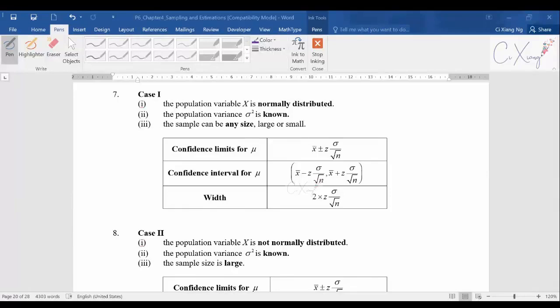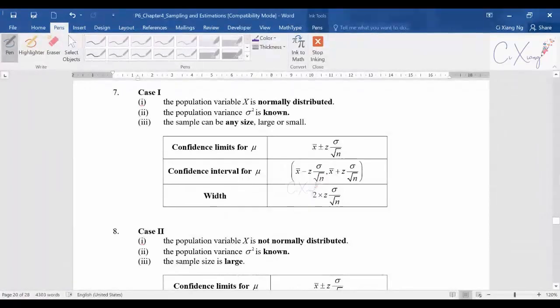All right, so let's continue with where we stopped in the previous video. For this video, we are going to start calculating the values for the confidence interval. If you refer to our notes, you will see that there are a few cases here. I put it under case number 1, case number 2, and also case number 3.